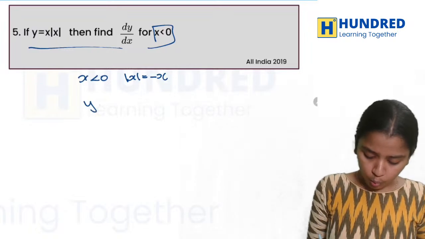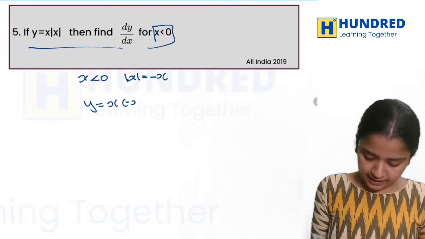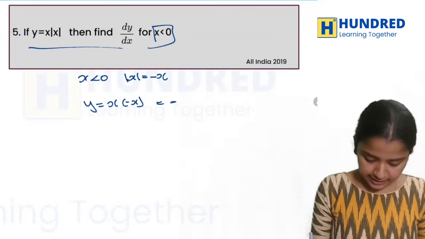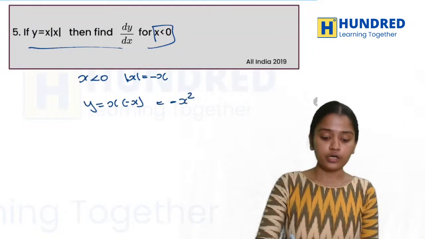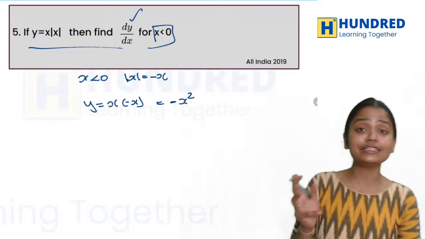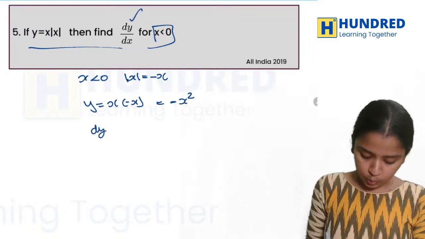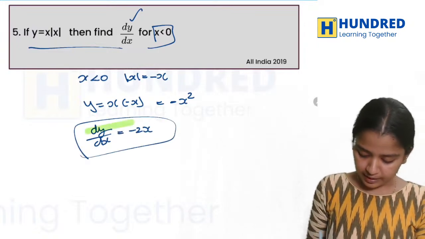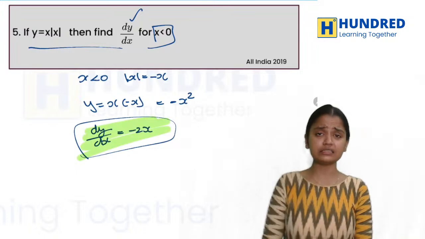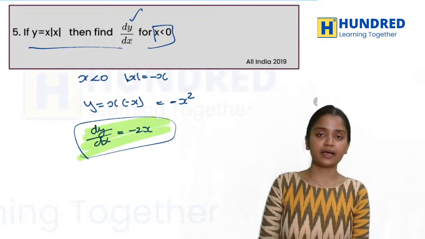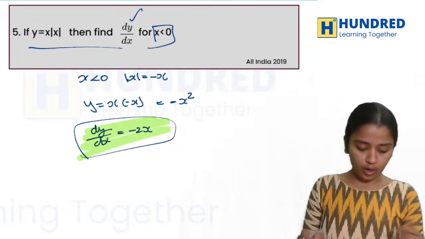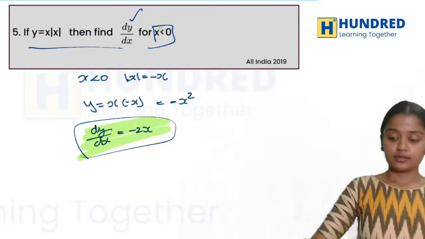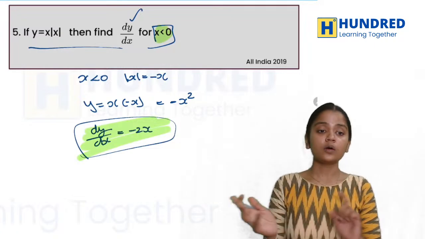So your y will be x into minus x, since mod x is like that when x is less than 0. So basically this will be minus x square. Now what you should find is the differentiation of it. So dy by dx is equal to minus 2x. This will be my answer, nothing else. This is my final answer and hardly 1 mark. And remember about the constraints. That's it. Now let's go to the next one.